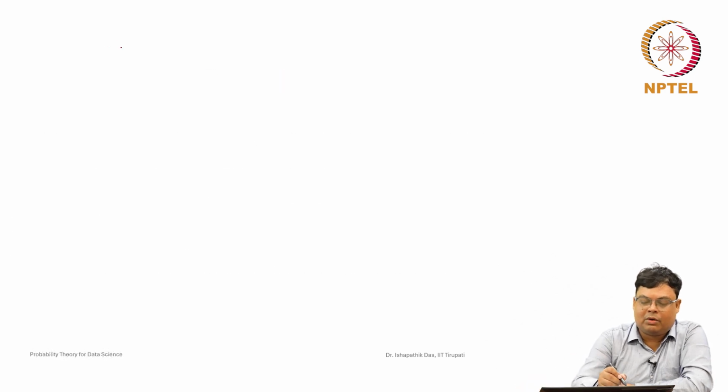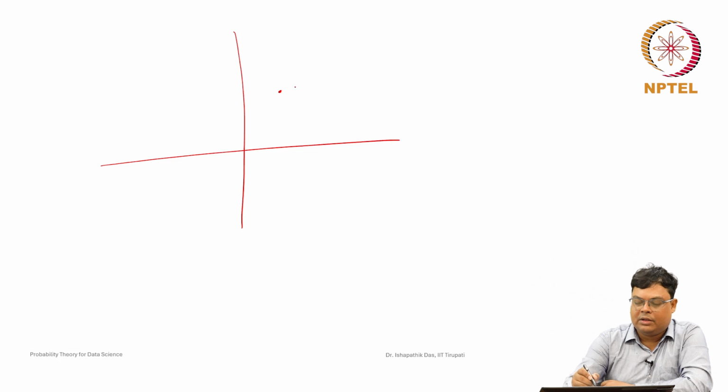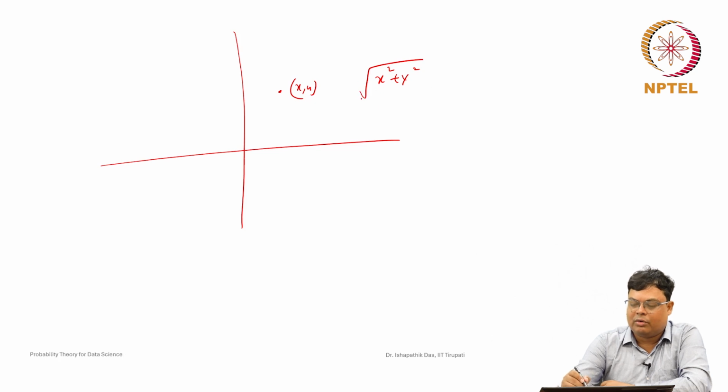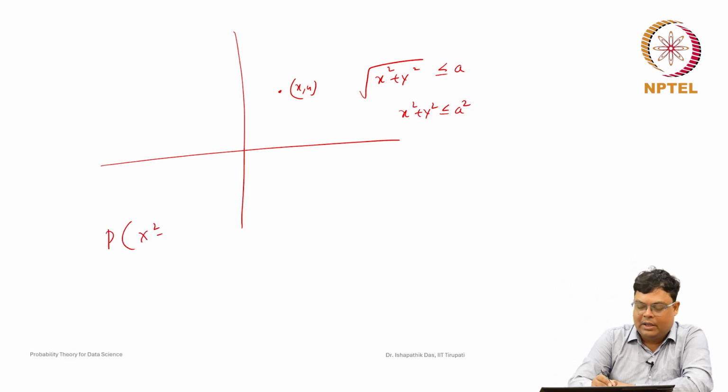For any point in the plane, suppose this is (x, y), the distance from the origin can be represented by the square root of x square plus y square. This is the distance, the positive square root, and this should be less than or equal to a. So it is asking what is the probability that x square plus y square is less than or equal to a square.